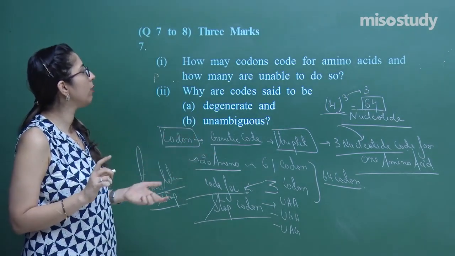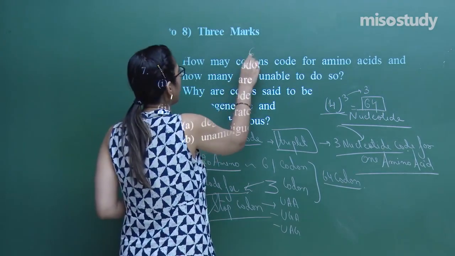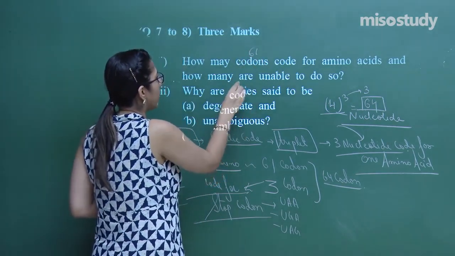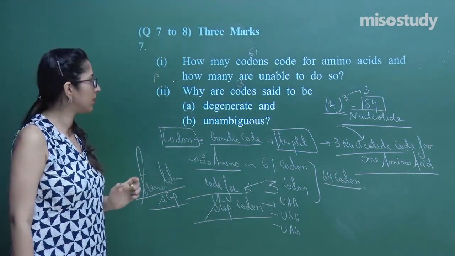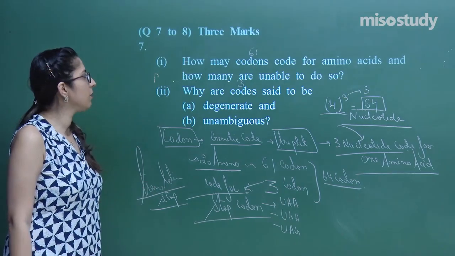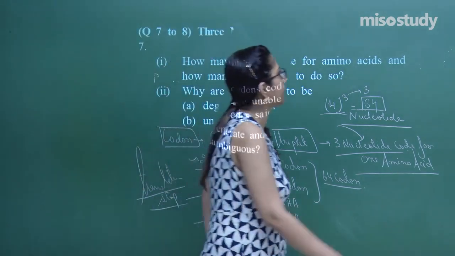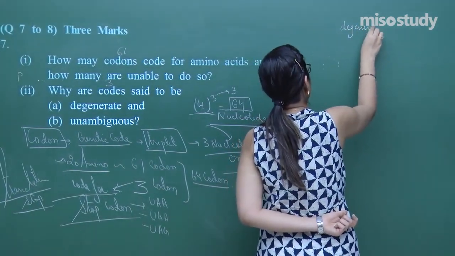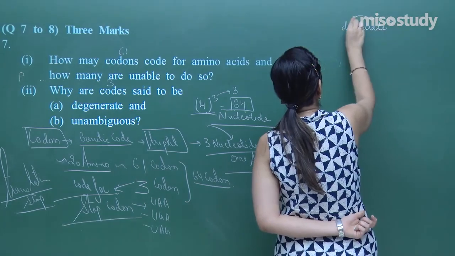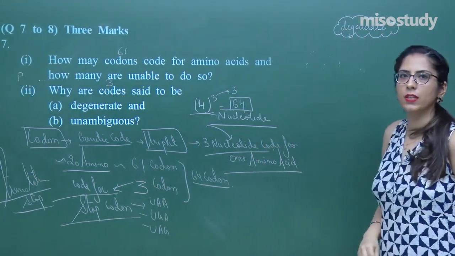So the question says, how many codons are there for amino acids? There are around 61 codons for amino acids, out of which 3 are unable to do so. So this is the correct answer. Now let's move on to the second part. Codons are said to be degenerate. Degeneracy is one of the properties of the genetic code.